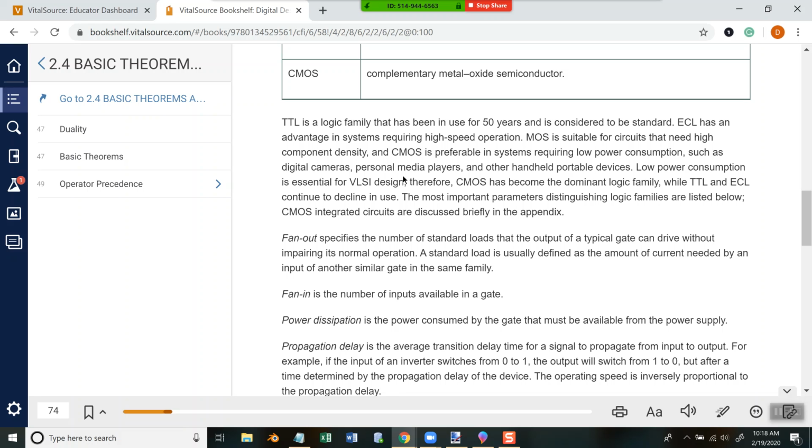TTL is a logic family that has been used for 50 years and is considered to be a standard. ECL has an advantage in a system requiring high-speed operation. MOS is suitable for circuits that need high component density, and CMOS is preferable in systems requiring low power consumption.